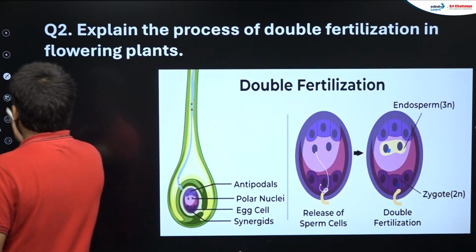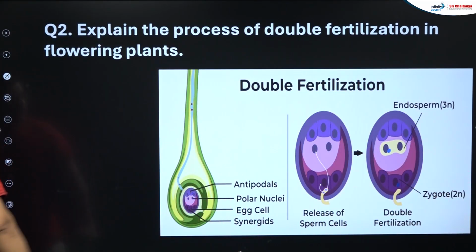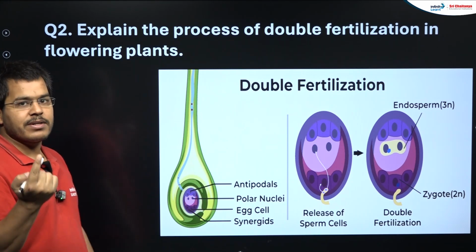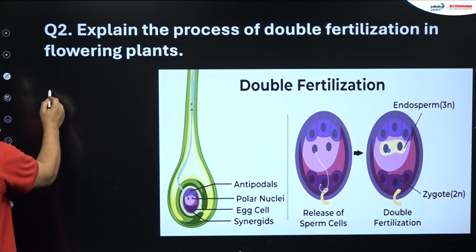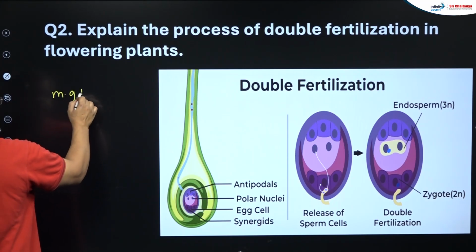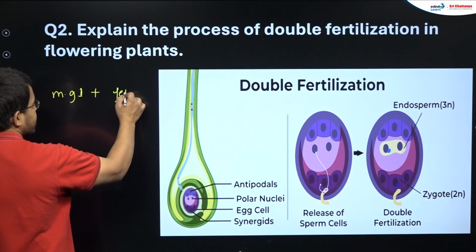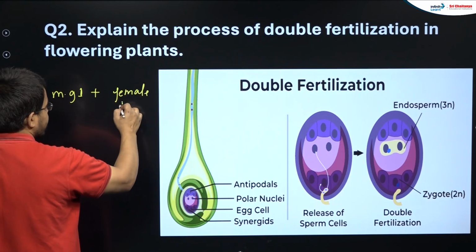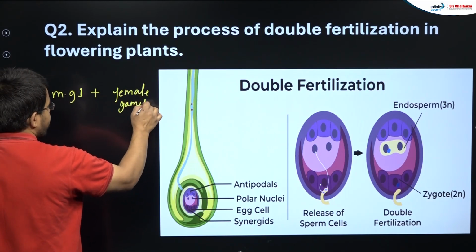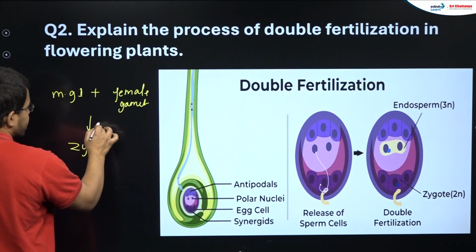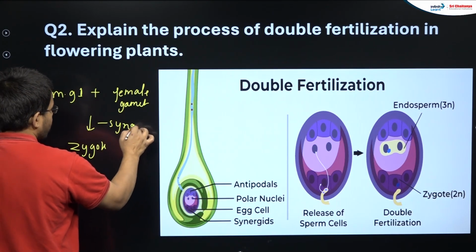Explain the process of double fertilization in plants. So students, if you remember, plants release 2 male gametes. In one pollen grain, in a flowering plant, there will be 2 male gametes. So one male gamete will be fertilizing with the female gamete, that is the ovum, and it will then form the zygote. This process, students, is known as syngamy.